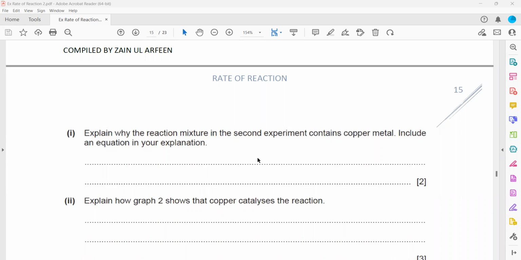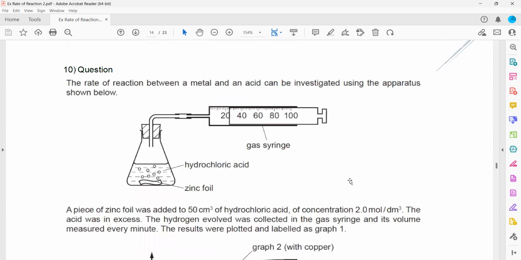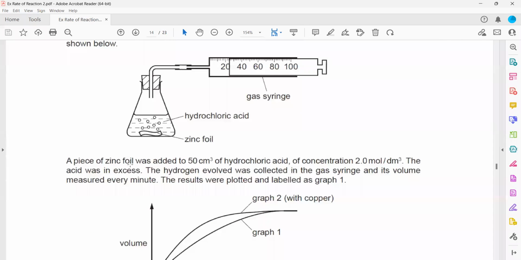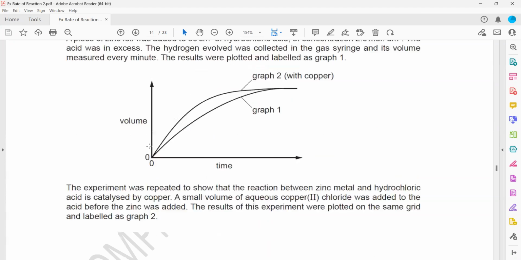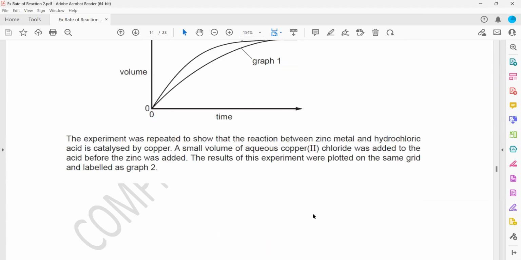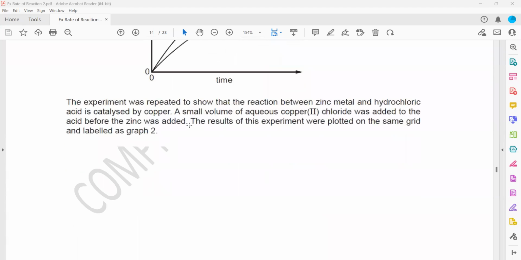So basically, why is there a copper there? Copper is acting like a catalyst. From the graph, you can identify it alters the rate of the reaction between a metal and acid, which was investigated. A piece of zinc foil was added. The hydrogen gas was evolved and collected, as you can see. Then experiment 2 was repeated, which shows that the reaction of zinc metal and hydrochloric acid is catalyzed by copper.